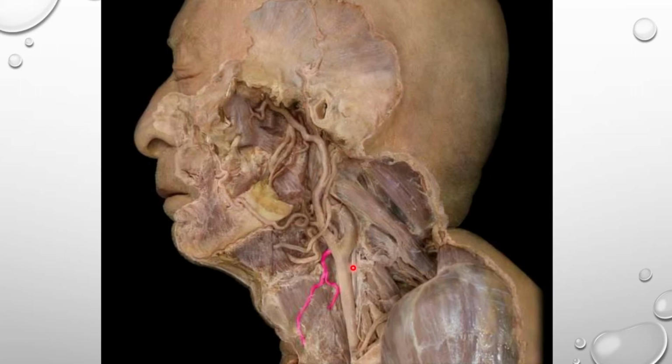And here is the external carotid artery here, and we can see the highlighted branch is the superior thyroid artery here. And then we can also see the lingual branch.